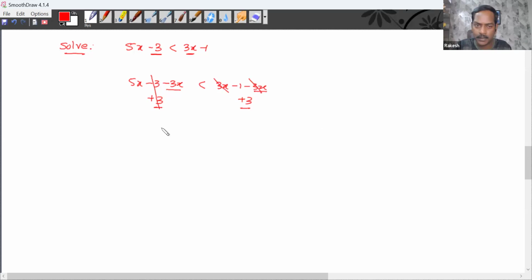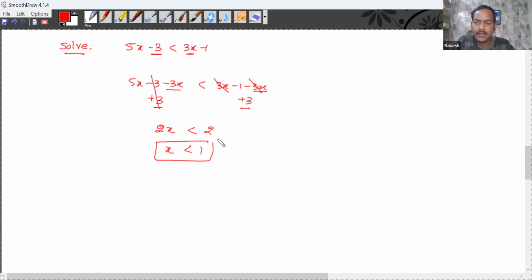So 5x minus 3x, the like terms, gives me 2x. The less-than sign will remain as it is. And here I'm getting minus 1 plus 3, which is 2. Now dividing both sides by 2, which is a positive value, the sign will again not change. So I'll be getting x is less than 1. Fair enough.